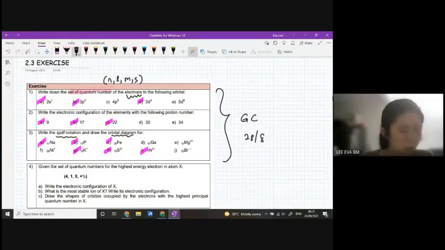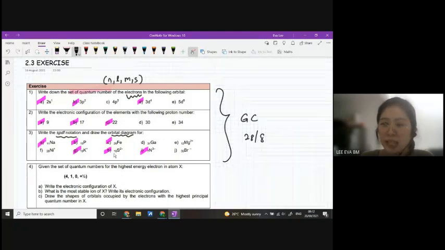So jot down first. For question number 4, this one is the exam style questions. So, nampak tak dia tak sama dengan apa yang kita practice sebelum ni? Cuma dia akan compilekan semua soalan dalam cara tanya yang berbeza. So, we will explore some more questions next week. Okay, so question number 4 also you may try and then we will check the answer together.